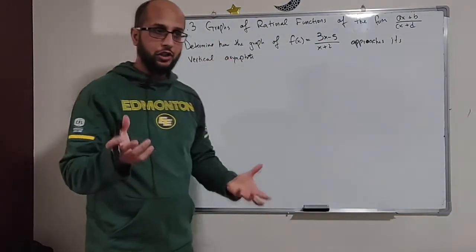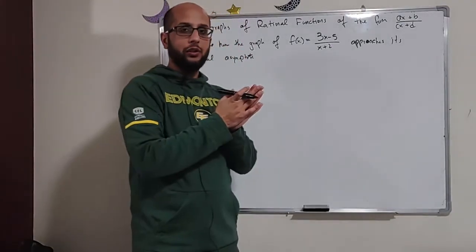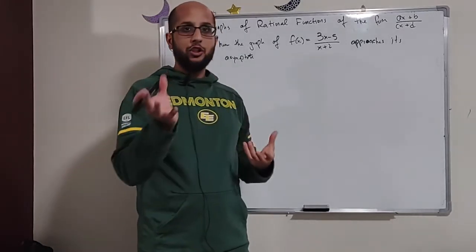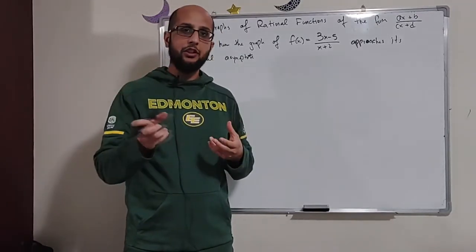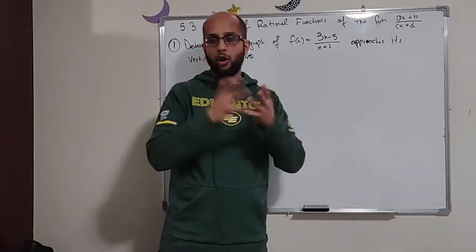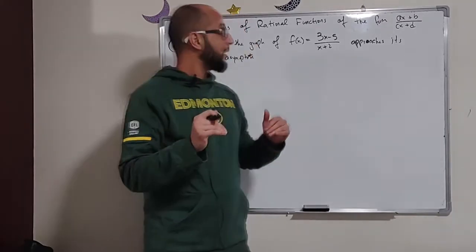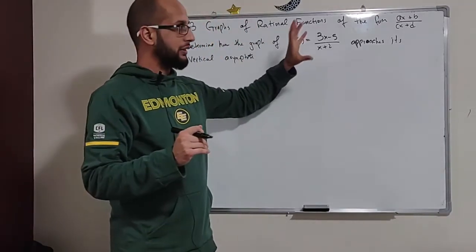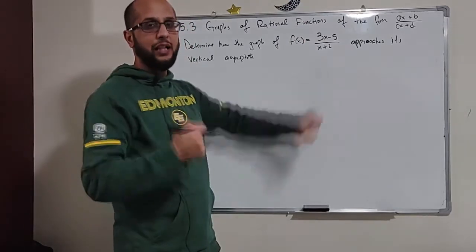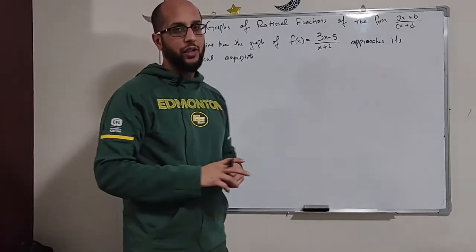A polynomial function is any function within which you have an expression with one variable, positive integers as exponents, and they are all being added or subtracted together with the denominator of 1. A rational function is any function where there is a variable in the denominator. So, for example, 3x minus 5 over x plus 2.